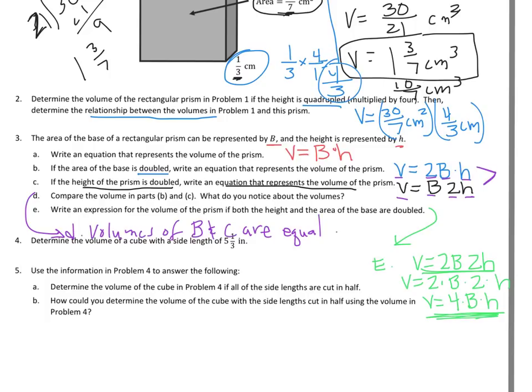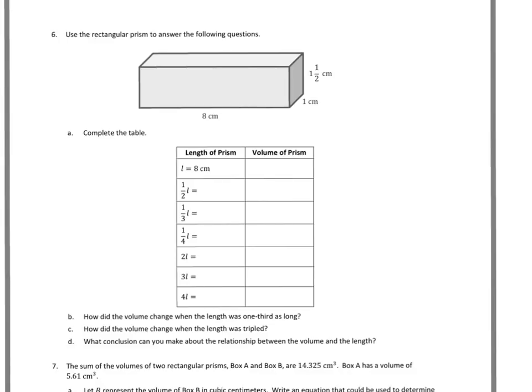Let's take a look over at page 2. So if we look at question 6, we're going to use this rectangular prism here to help us out with the chart down below. So the first thing I want to do with this chart is take a look at the length, and I see that I have my dimensions here. So volume equals length times width times height. My length for this is 8 centimeters times 1 times 1.5.